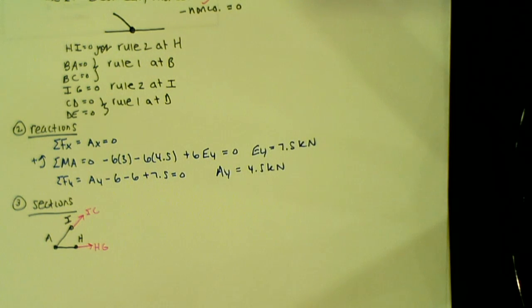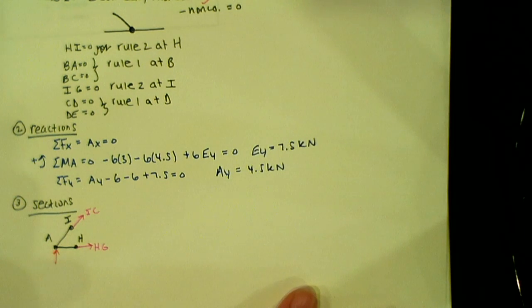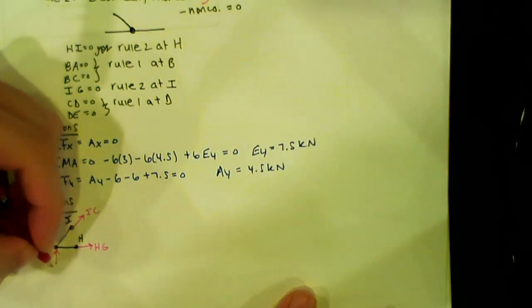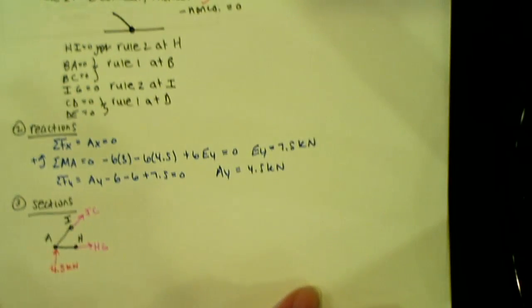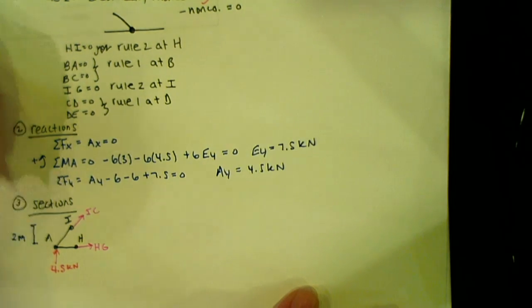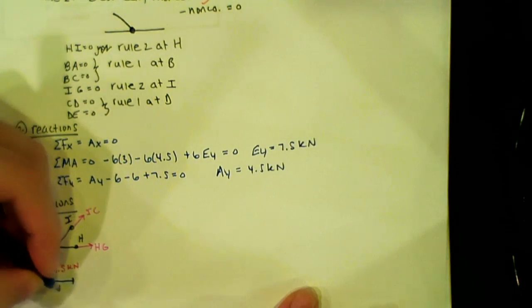So I also have to include, so here's one big common issue that I always notice. Whenever you redraw your cut, people always forget the external forces that are acting on it. So don't forget the reaction force at A. So this is 4.5 kilonewtons. And then for our distances, we know that this is 2 meters, and then this distance is 1.5 meters.